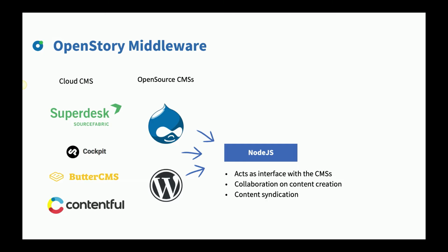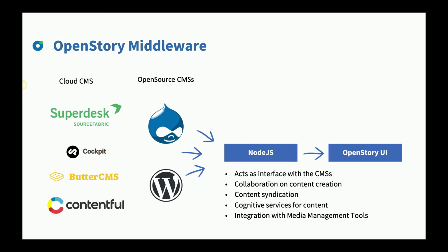It can allow content syndication, so that means you can have one piece of content written for one CMS and publish that across different other CMSs or different kind of other application. And also allows you to enable cognitive services for content. That means maybe some kind of image recognition, sentiment analysis on comments, or on the content that you write. And also integration with media management tools and some other kind of analytics systems such as Google Analytics and systems that manage the statistics part of your content.